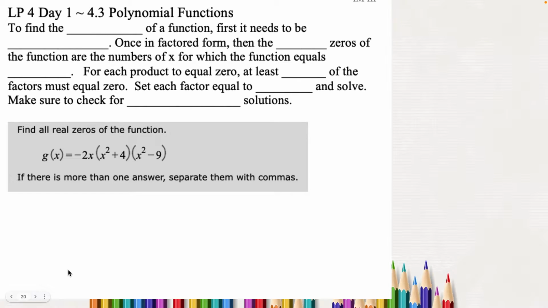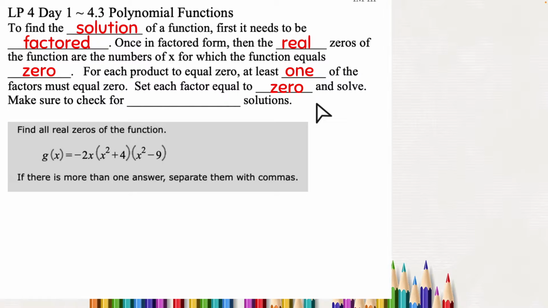All right, so today we're going to look at how to find the zeros of a function. To find the solution of a function, first it needs to be factored. Once in factored form, the real zeros of the function are the numbers of x for which the function equals 0. For each product to equal 0, at least one of the factors must equal 0. So we set each factor equal to 0 and solve.